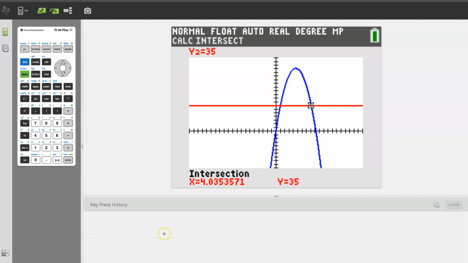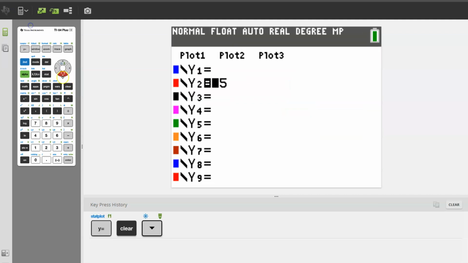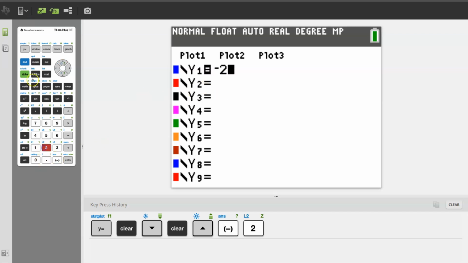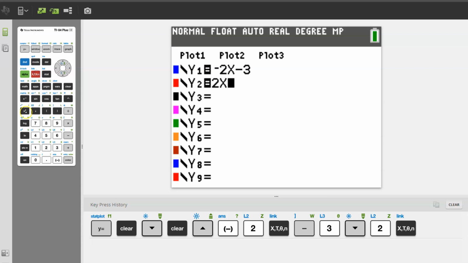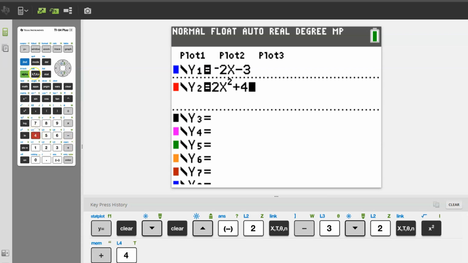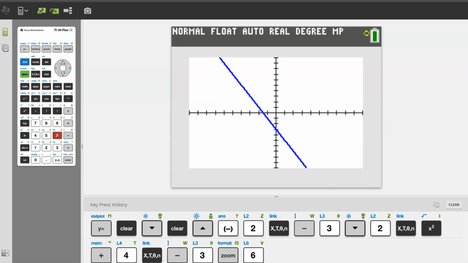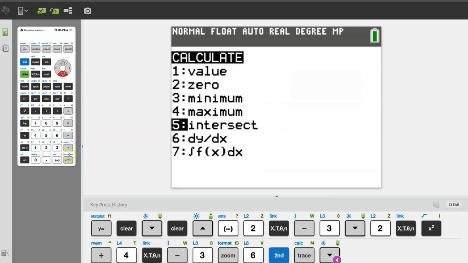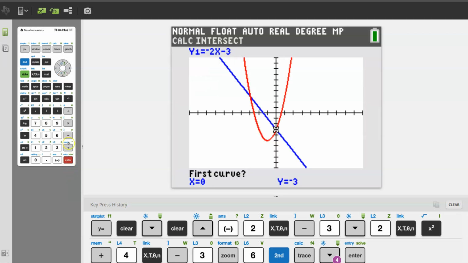So I pulled up my calculator. I'm going to clear out what I don't need in here. Okay, so then I'm going to put in my equations that were given. So -2x minus 3, and then 2x squared plus 4x minus 3. I'm going to adjust my window by doing zoom 6, and my graph should come up. To find your intersections using your calculator, you're going to do second, trace, and then, as we talked about the other day, use the intersect option, and you can find your intersection.